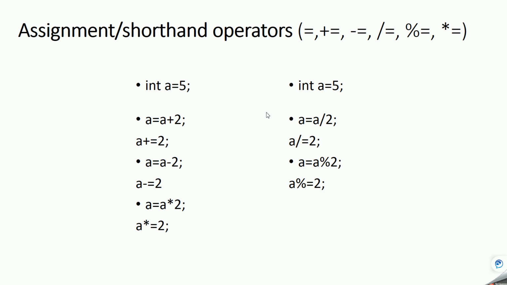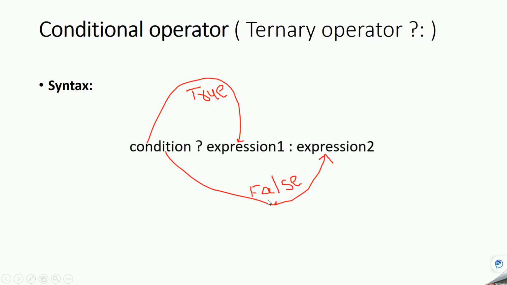And let's see another operator, that is nothing but the conditional or ternary operator. So why do we call this a ternary operator? We are calling it a ternary operator because it has two operators and three operands, meaning three expressions. We'll see that later. So here you have a question mark and a colon. So the syntax of this conditional operator is like this.